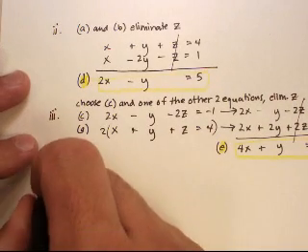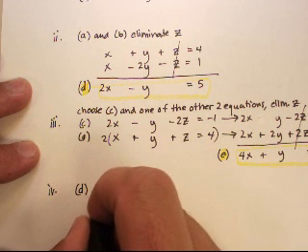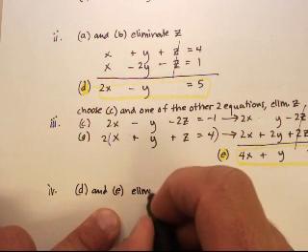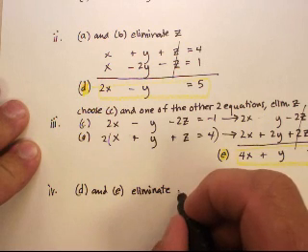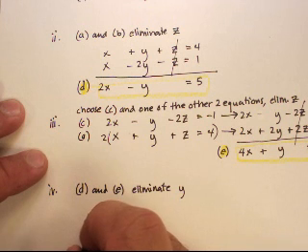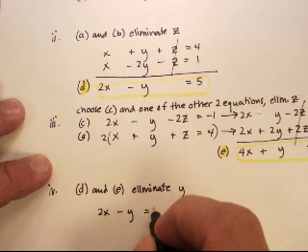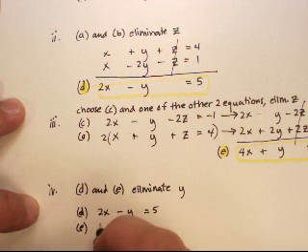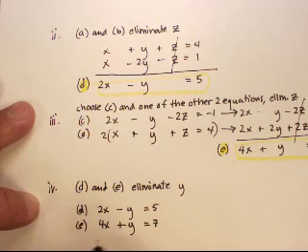So in my fourth step, I'm going to choose D and E and eliminate one of the two variables, either the x or the y. And in this case, I'm going to eliminate the y. So let's rewrite. The D equation is 2x minus y is equal to 5. That's the D equation. And the E equation is 4x plus y is equal to 7.